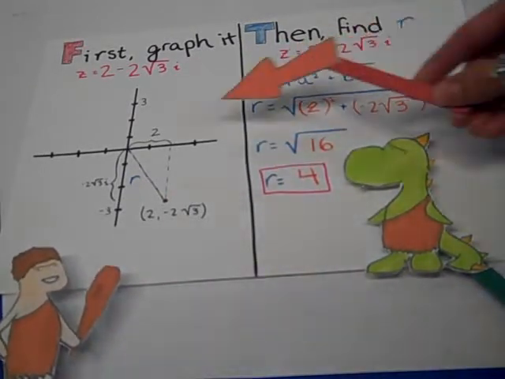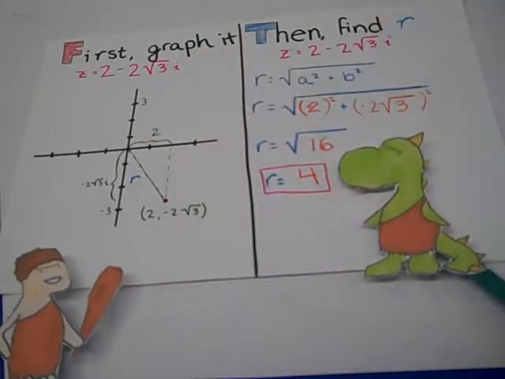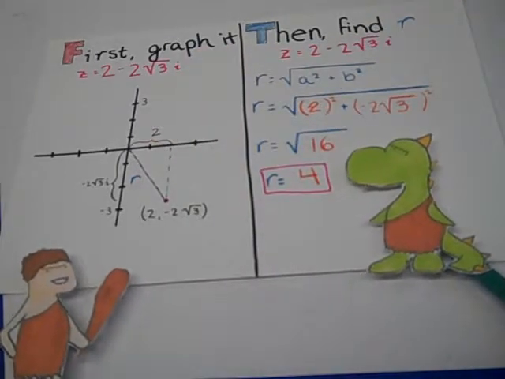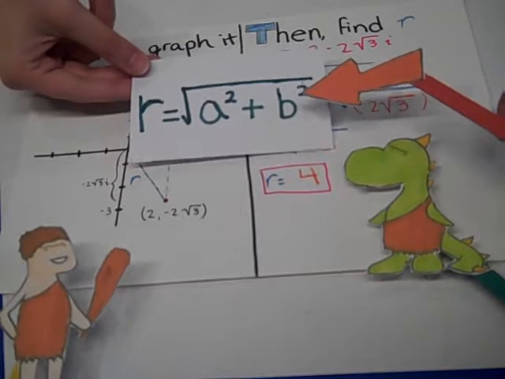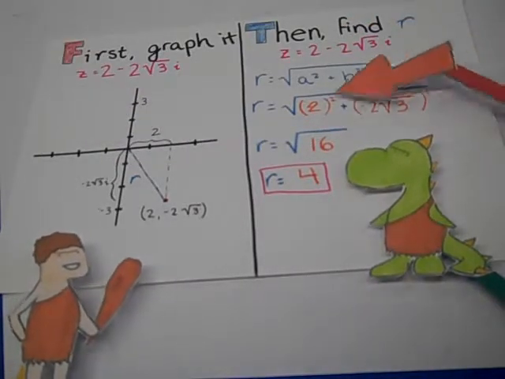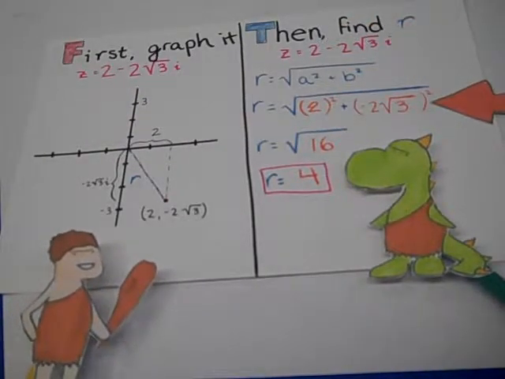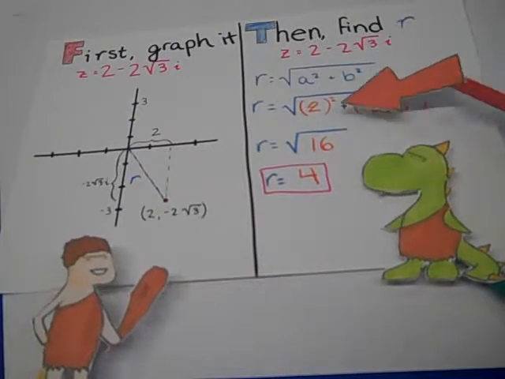r is the distance between the origin and the point. We can find this by using the Pythagorean theorem, which is how we got this equation. Plug in 2 for a, and negative 2 root 3 for b. If we solve the equation, we see that r equals 4.